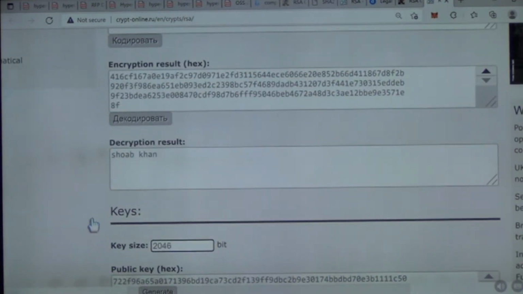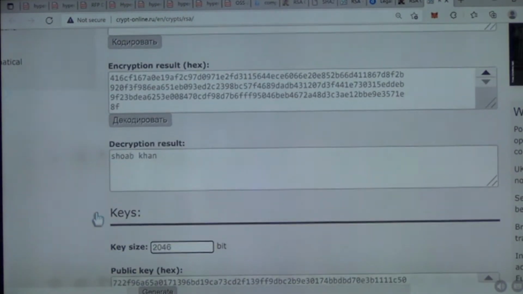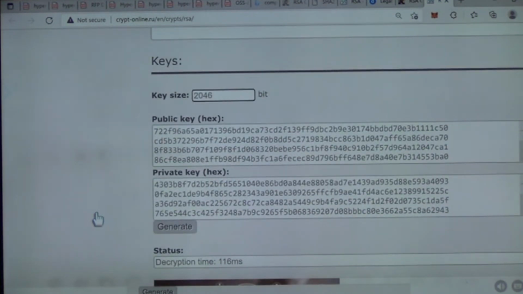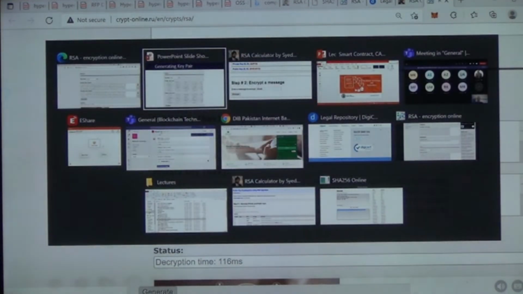ठीक है, हर दफा अब it will generate. It generates a new key every time you ask it to generate because it's random. It'll just find two large P's and Q's and give you a new public private key pair. So now you have a public private key pair.